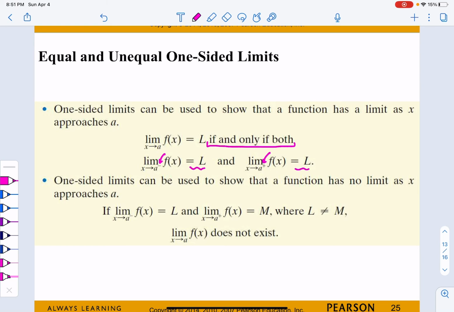It says one-sided limits can be used to show that a function has no limit as x approaches a. So this one says if the limit as x approaches a from the left is equal to L, and the limit as x approaches a from the right is equal to another number, they used m. If L and m are not equal to each other, the limit does not exist.